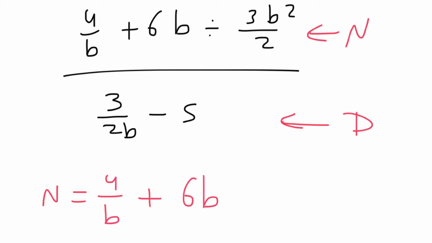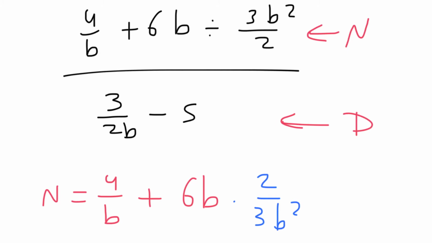I should divide, but how am I going to divide anyway? I'm going to convert it to multiplication. So this will be multiplication by 2 over 3b squared. Okay? And this is the thing that I should do first. I should divide first according to the order of operation, which becomes now multiply first. But how am I going to multiply this?